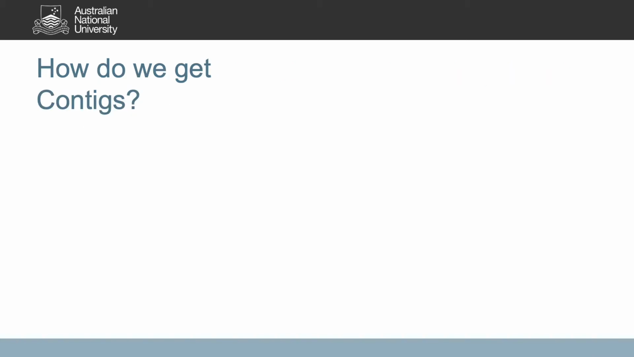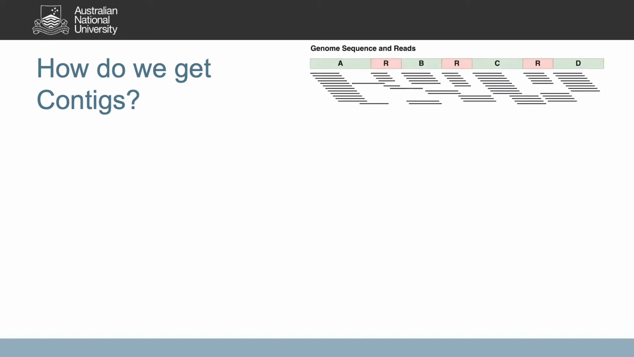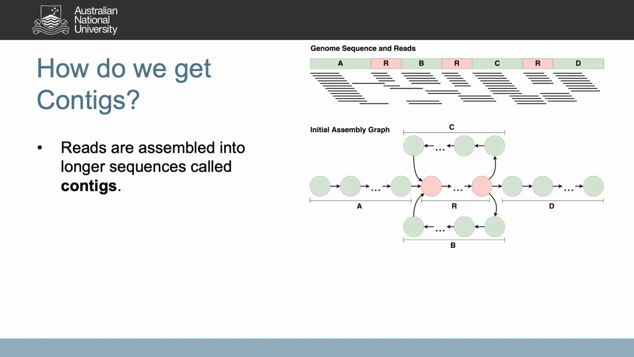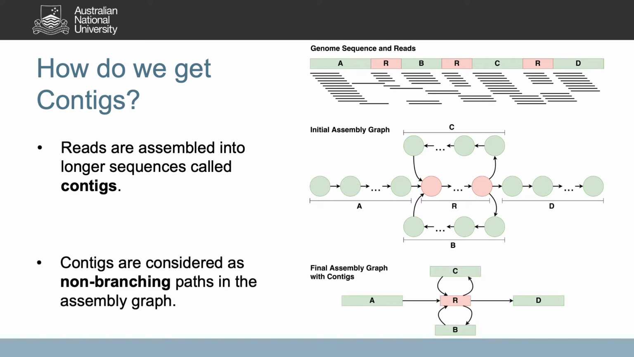How can we obtain contigs? This is where assembly comes into play. Once we have obtained reads by sequencing a sample, the assembly process starts by identifying overlaps between reads. Then, the initial assembly graph is constructed by connecting reads with overlaps. Most existing assemblers use graphs as the underlying data structure to capture the overlaps between reads. Then, the final assembly graph is constructed by collapsing non-branching paths. These non-branching paths correspond to contigs.